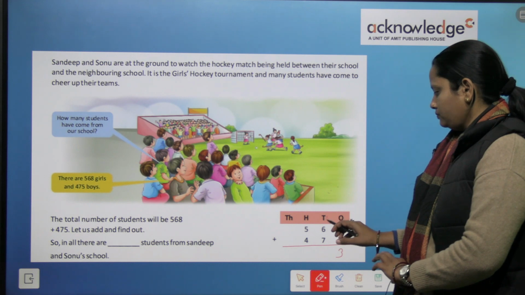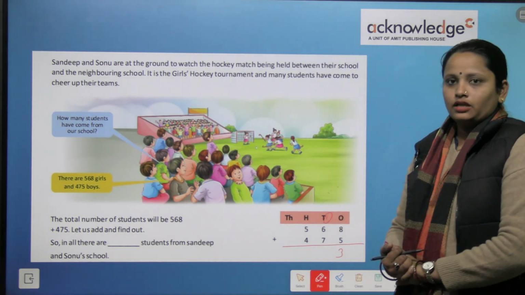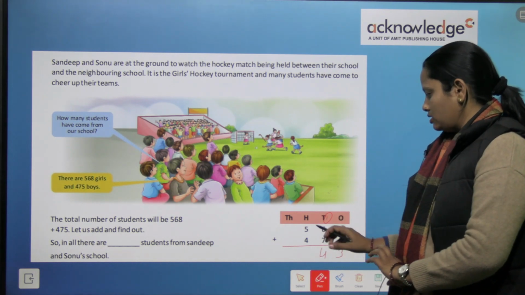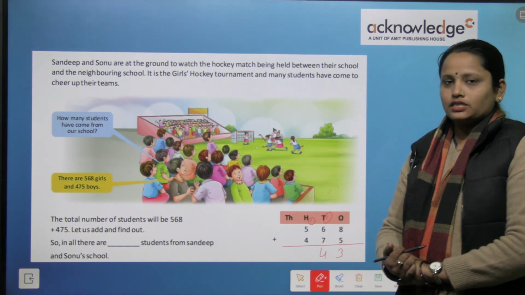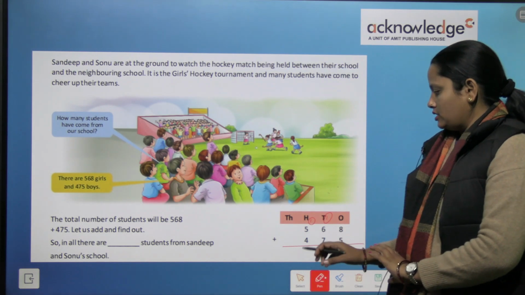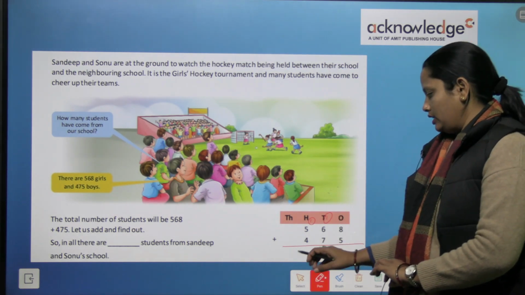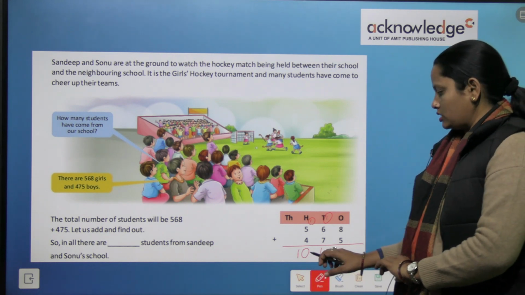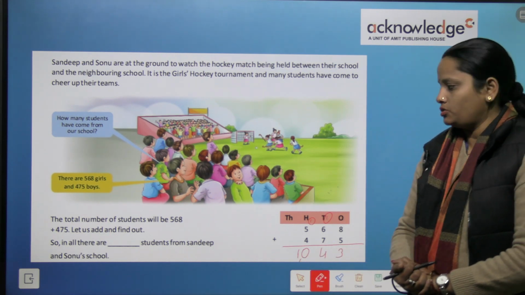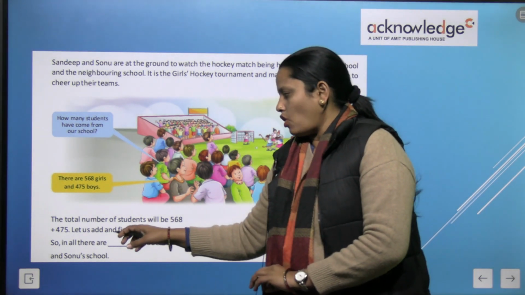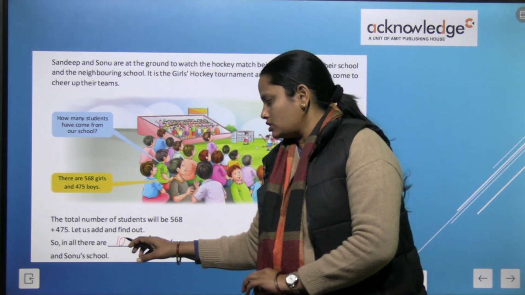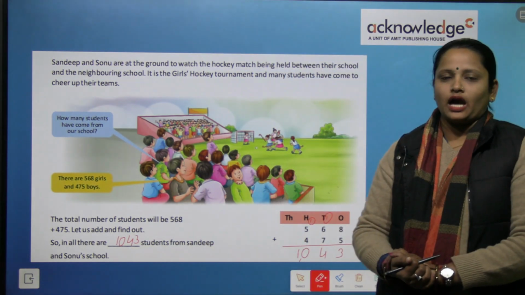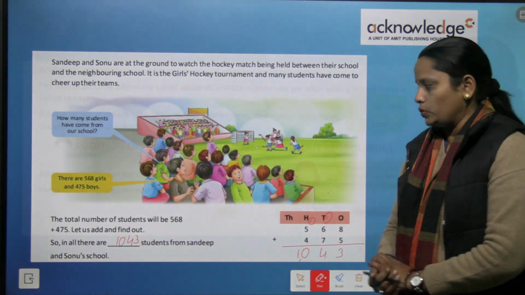Let's add it. So 5 plus 8, 13. 1 carry. Now 6 plus 1, 7, and 7 plus 7, 14, 1 carry. Next 5 plus 4, 9, and 1 carry, 10. So how many students are there? 1043. So in all there are 1043 students from Sandeep and Sonu's school.